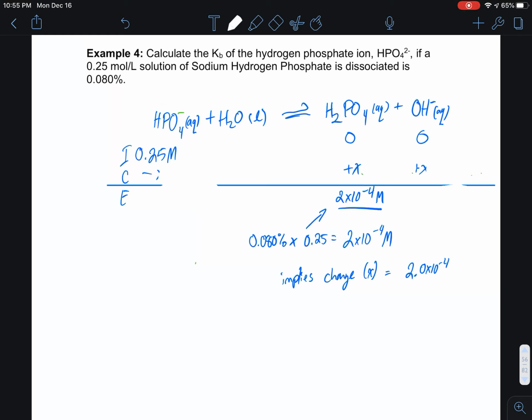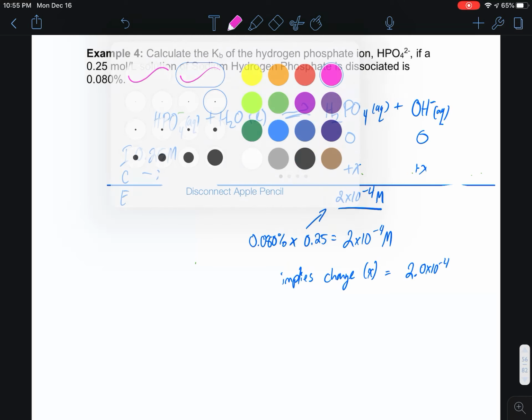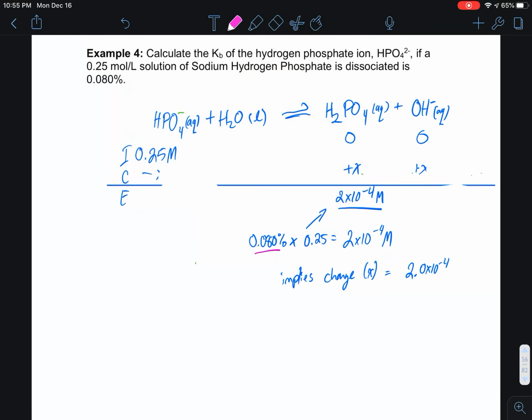Okay. All right, so here they said calculate the Kb of a hydrogen phosphate ion if a 0.25 molar solution of sodium hydrogen phosphate is dissociated at 0.08%. So they do some interesting stuff.